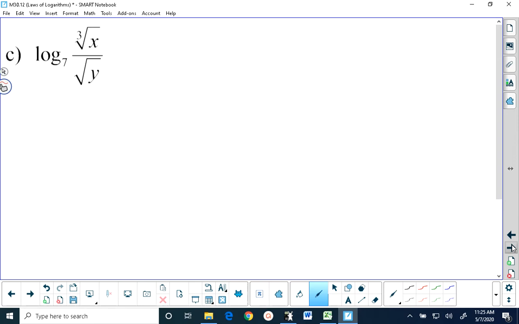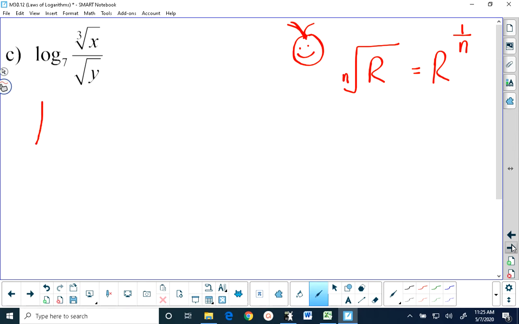Look at C. We need to go back into the depths of Math 10C and Math 9 here to remind ourselves that when you have an nth root of something, that's equal to that thing raised to 1 over n. And what that means is that this is log base 7 of x to the third over y to the half.